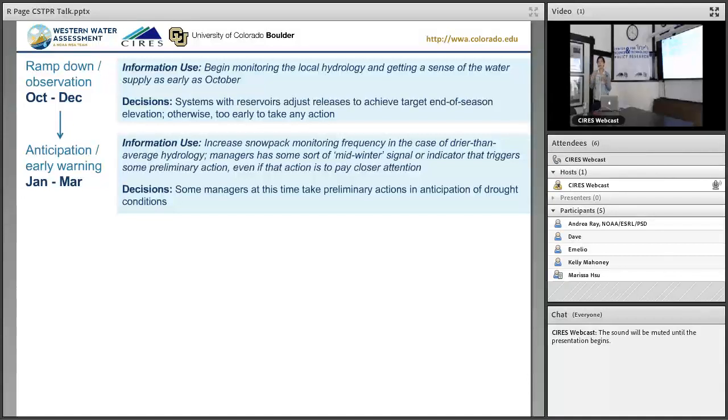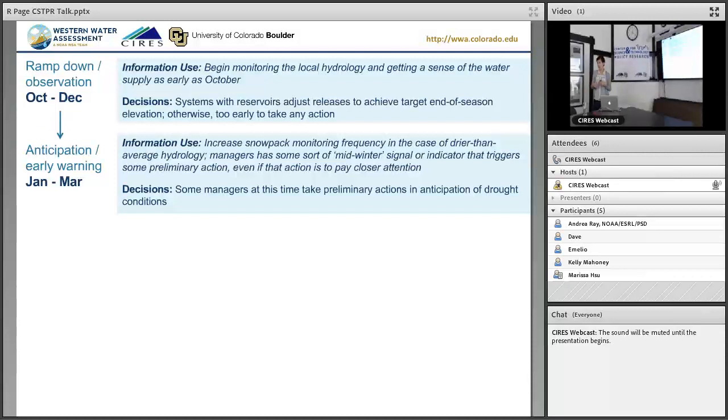The next season is what I'm calling the anticipation and early warning season. So in January through March-ish, hopefully more snow is accumulating. Managers are starting to really dial into the snowpack levels, and in some cases are looking at other products like streamflow forecasts to understand how much water will be available for the year. But at this time of year, it's still too early to make any key decisions. Managers are still choosing to wait and see what happens later. But there may be some preliminary actions they can take at this time if snowpack is super low.